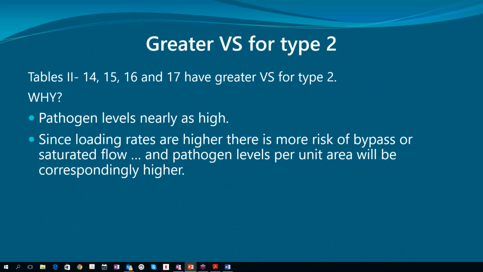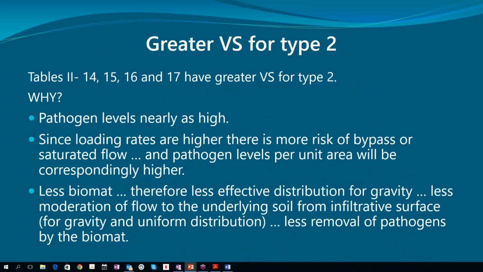We're not disinfecting until we get to type 3. And the loading rates are higher, so we're saturating things more, which means effluent is going to run through the soil more quickly. And since we've made the system half the size, it means we're going to be adding more pathogens per square meter or square foot. And for all those reasons, and also less biomat, right?